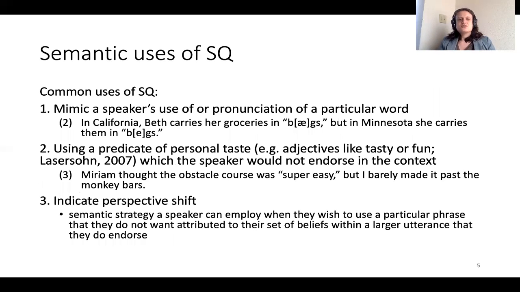The second is to use a predicate of personal taste, which is an adjective like tasty or fun, which the speaker would not endorse in the context. An example of this is in 3. Miriam thought the obstacle course was super easy, but I barely made it past the monkey bars. And the third is to indicate perspective shift. Perspective shift is a semantic strategy a speaker can employ when they wish to use a particular phrase that they do not want attributed to their set of beliefs within a larger utterance that they do endorse.